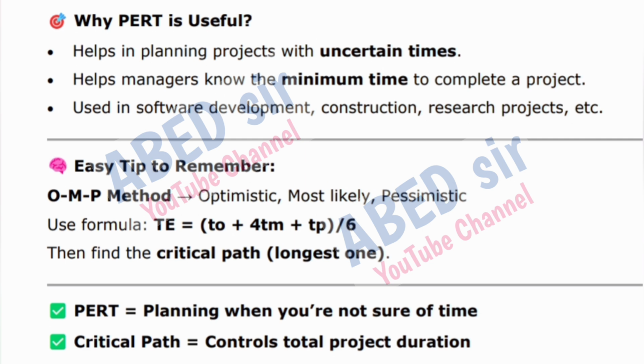Why is PERT useful? Helps in planning projects with uncertain times. Helps managers know the minimum time to complete a project. Used in software development, construction, research projects, etc. Easy tip to remember. OMP method: optimistic, most likely, pessimistic. Use formula TE is equal to (TO plus 4 TM plus TP) divided by 6. Then find the critical path, the longest one. PERT is equal to planning when you are not sure of time. Critical path is equal to controls total project duration.